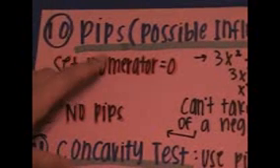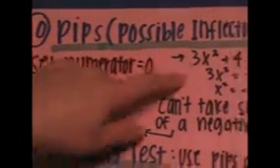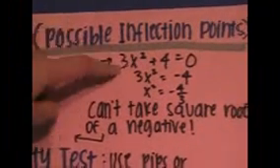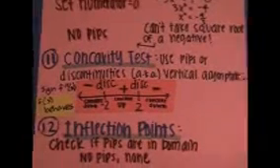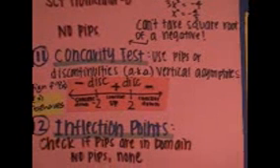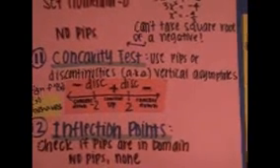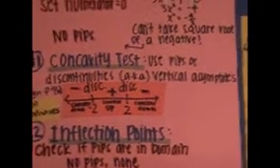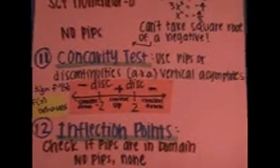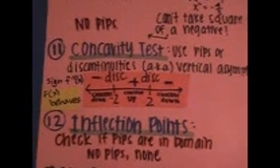All right, so you have to find the PIPs, which are possible inflection points. To get the PIPs, you just have to set the numerator equal to 0. But in this function, you have no PIPs because you can't take the square root of a negative, like right there. In step 11, you have to take the concavity test. You will use the PIPs that we found earlier and the vertical asymptotes. For this problem, we have no PIPs, so you only have vertical asymptotes.